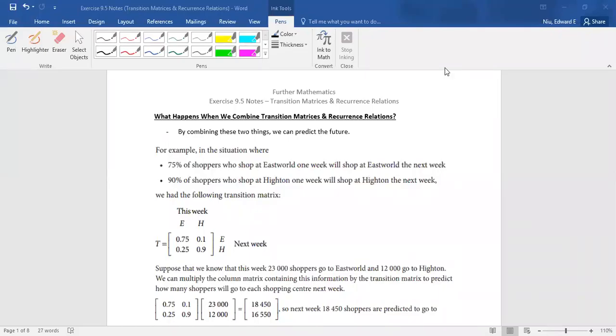Today we're going to take a look at exercise 9.5, and that's on transition matrices and recurrence relations. If you haven't done exercise 9.4, please do that first, all the questions, or else this won't make any sense. For those who have done 9.4, just remember transition matrices tell us a trend of movement from one week to the next. If you recall from financial maths, recurrence relations just mean finding the results one after another.